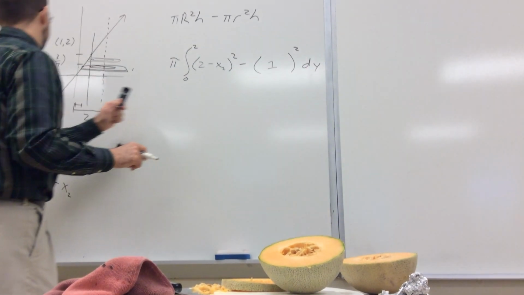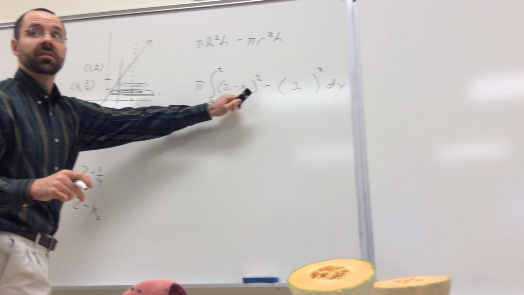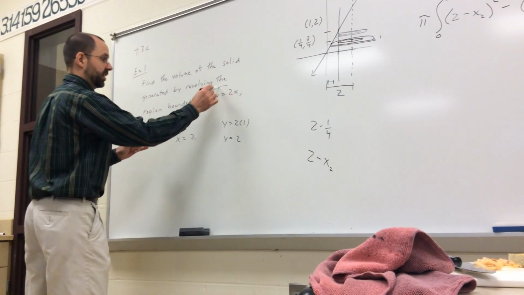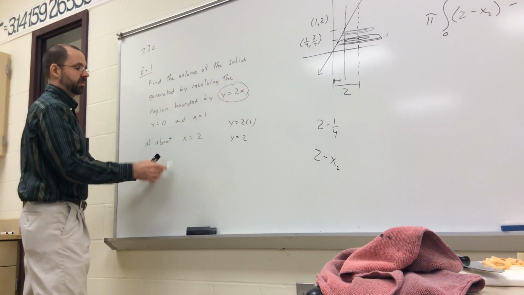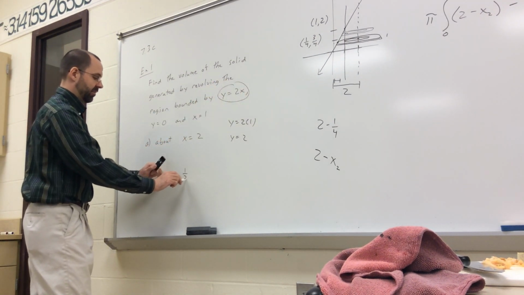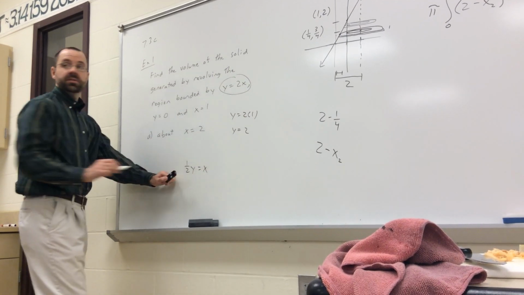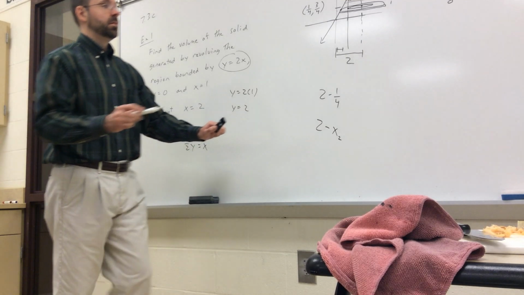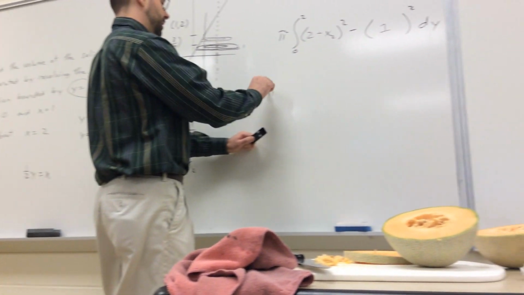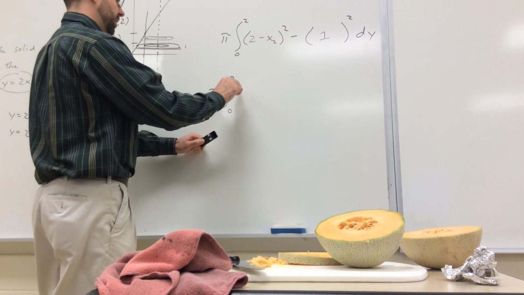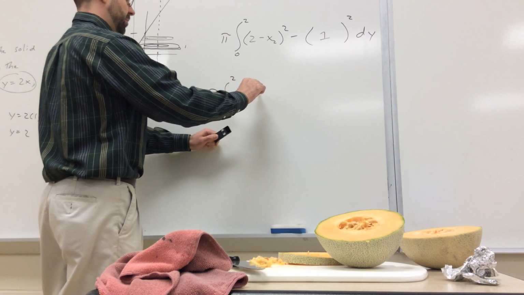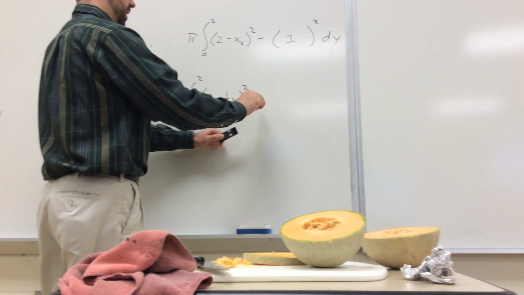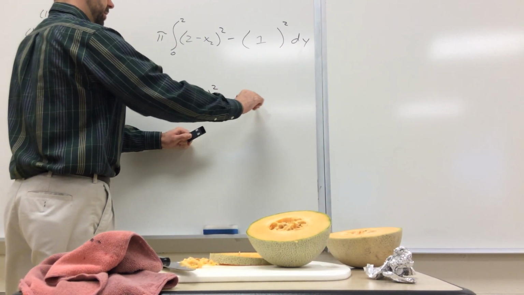All right, so then the last thing I have to worry about is that's not good because I got y's in my formula. So I need a formula for x in terms of y. So I need to solve this for x. Well, clearly that's 1/2 y equals x. So that's going to be pi times the integral from 0 to 2 of (2 minus 1/2 y) squared minus 1 dy.